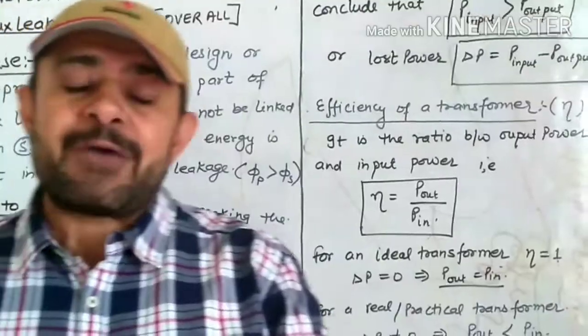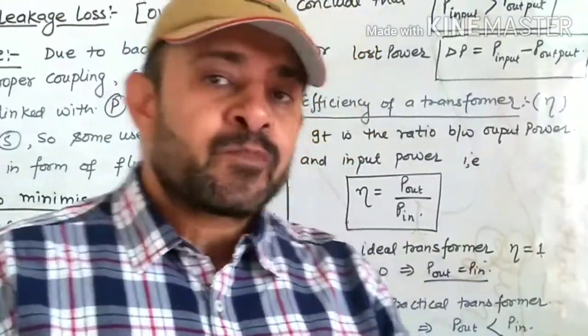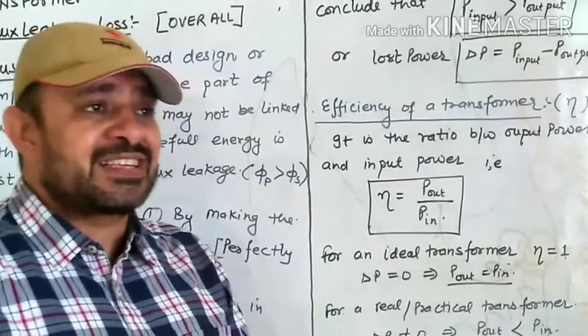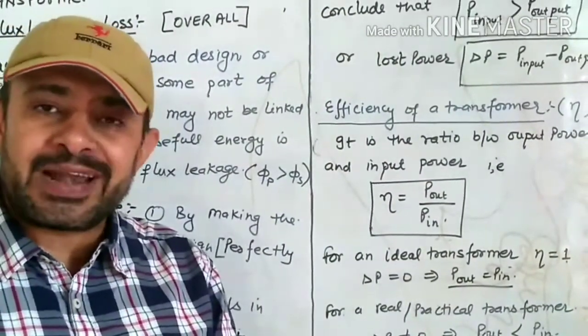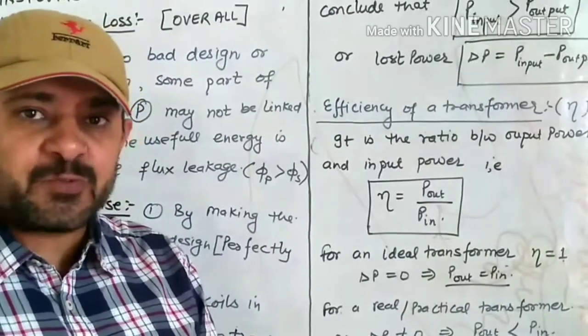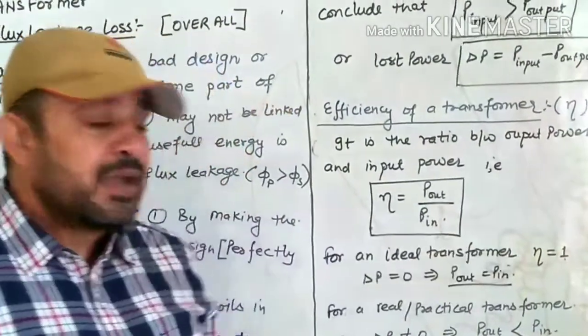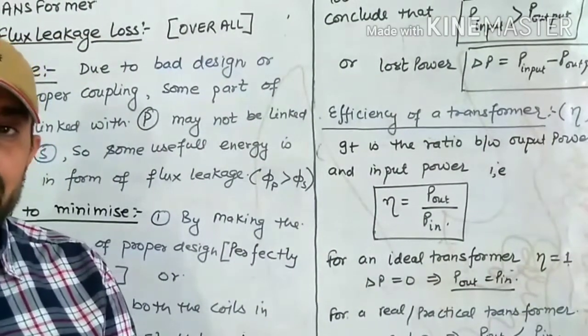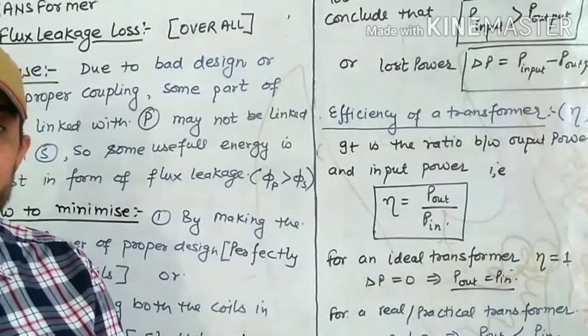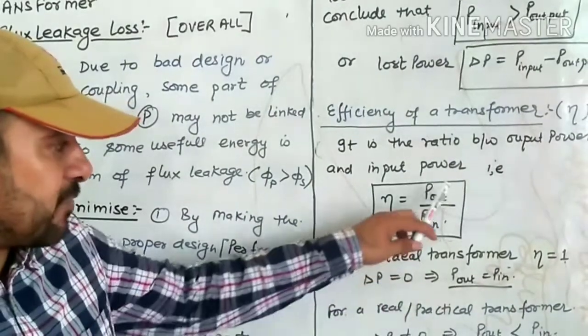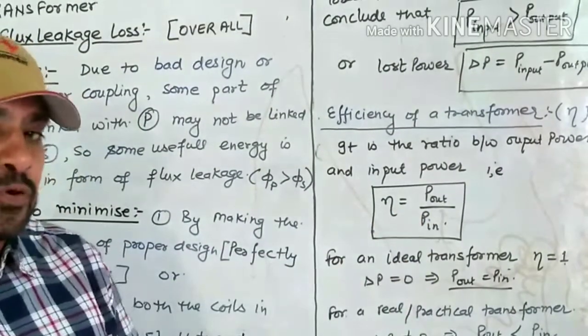Now we come to the efficiency of a transformer. Efficiency of any device is the ratio between the output and the input. Here in case of a transformer, the efficiency, which is denoted by eta, is defined as the ratio between output power and the input power. That is, eta equals P output divided by P input.